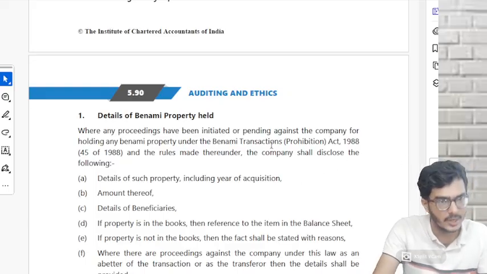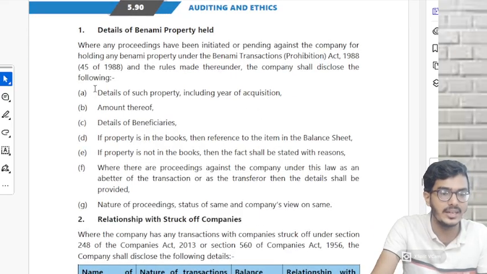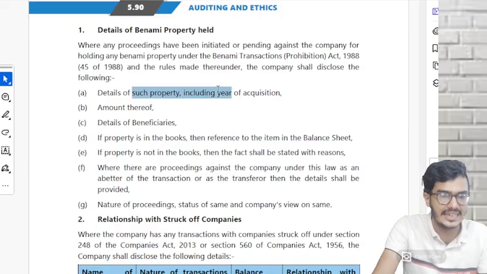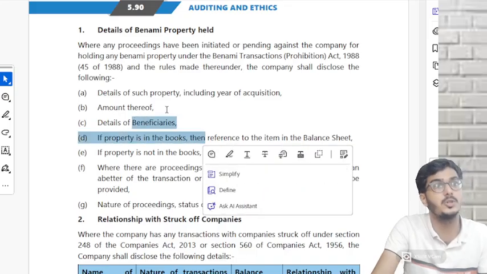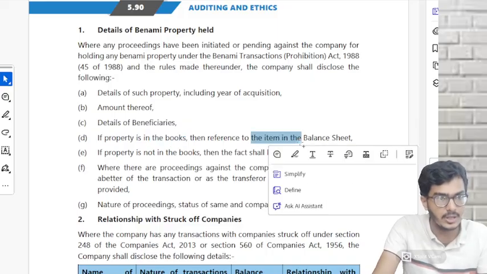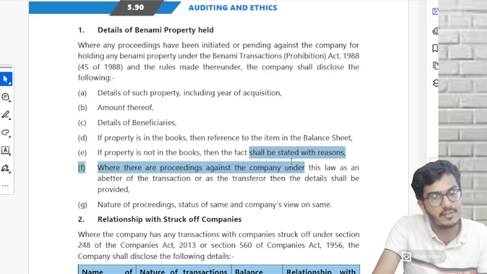If the company has been caught having a Benami property, the auditor makes sure that these things are disclosed. So this is the disclosure part. Details of that property, amount of that property, who are the ultimate beneficiaries, who is enjoying the benefits. If the property is not in the books, give a reference to the balance sheet item. If the property is not in the books, state that fact.